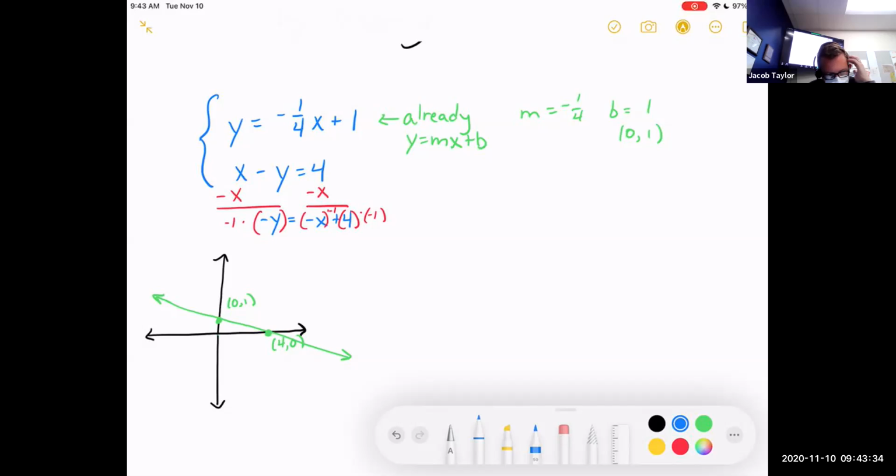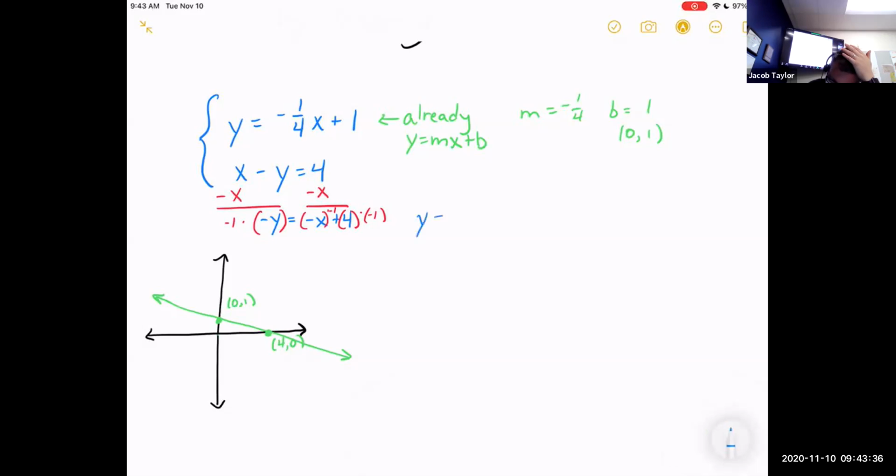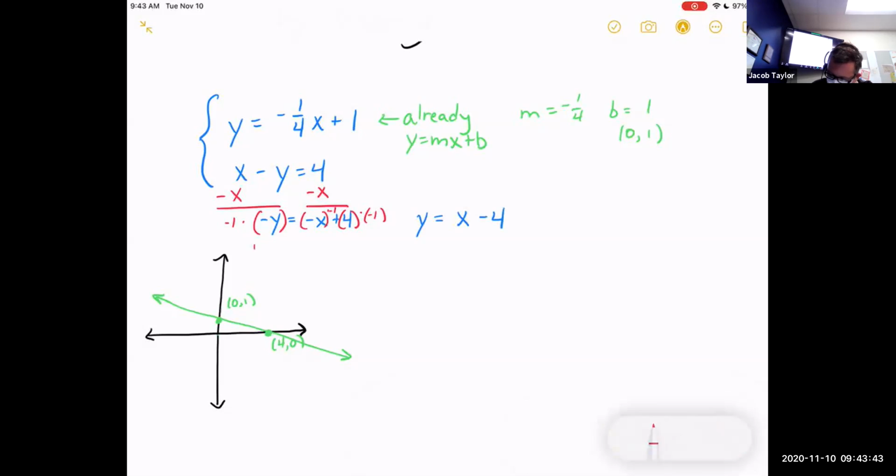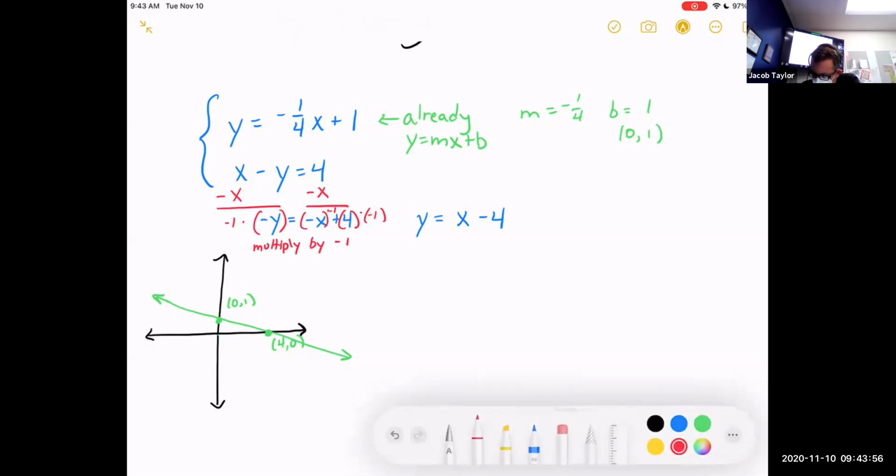So that gives me y equals positive x minus 4. And that's a little clumped up there, so I'm going to write below what I did. I multiplied everything by negative 1. Multiplying by negative 1 just has the effect of changing all of the signs. All the negatives become positives, all the positives become negatives. So I got y equals x minus 4, that's nice.